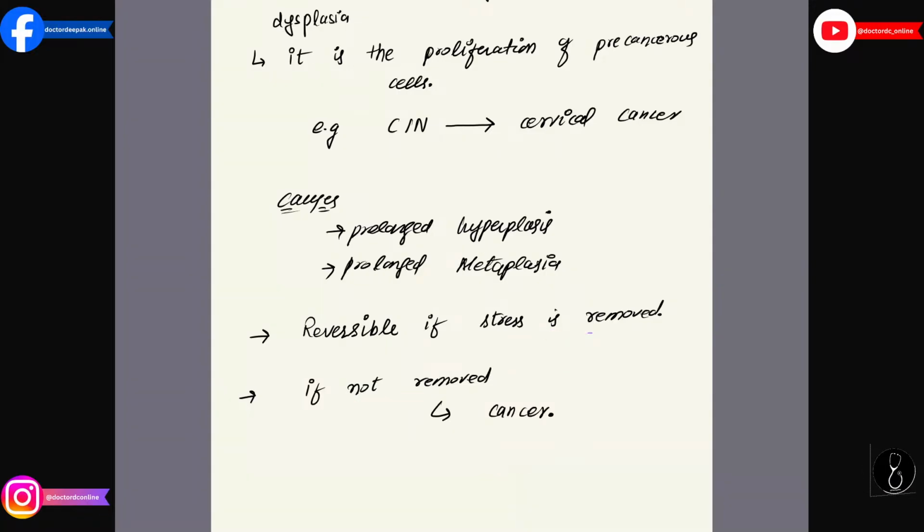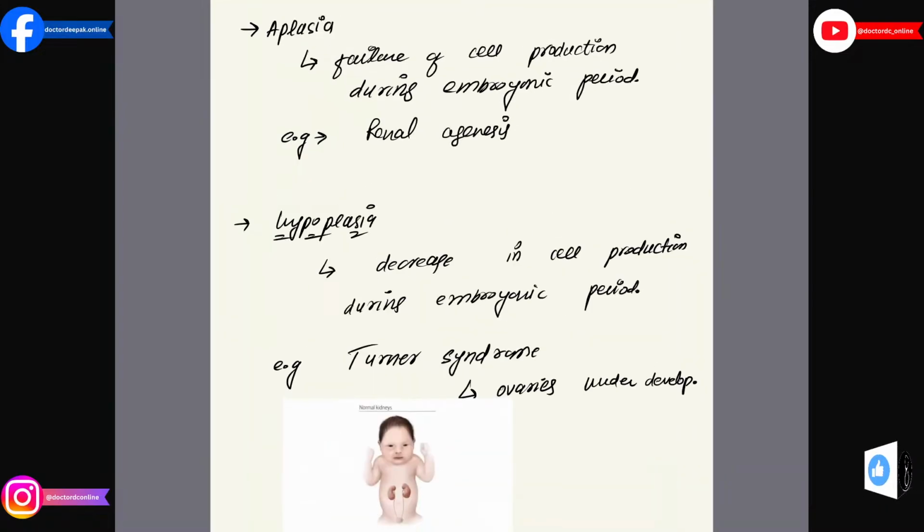Now let's discuss other important terms, aplasia and hypoplasia. First of all, what is aplasia? It is a condition in which there is failure of cell production during the embryonic period. When there is a failure of cell production during the embryonic period, it is called aplasia. An example of aplasia is renal agenesis. I will explain with an example, but first try to understand the basic definition.